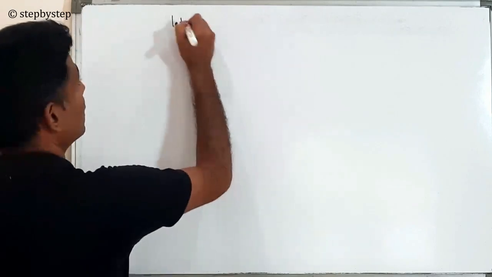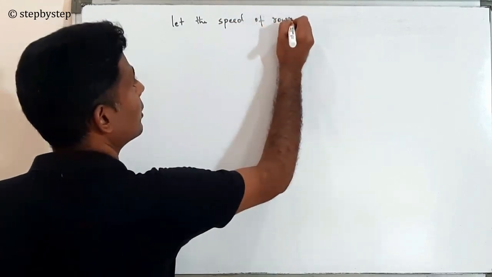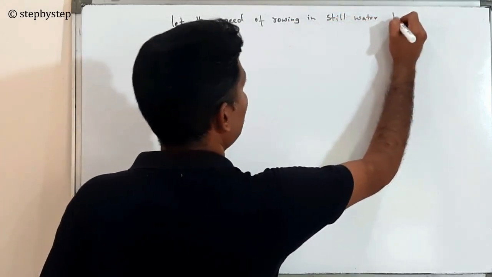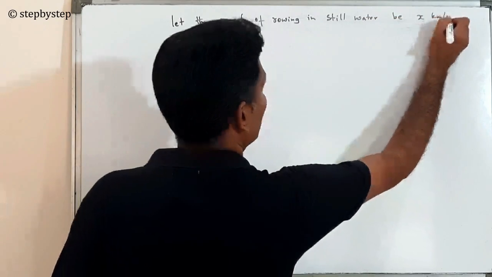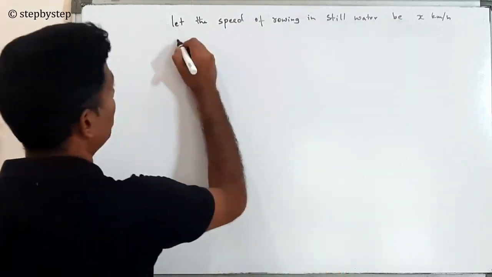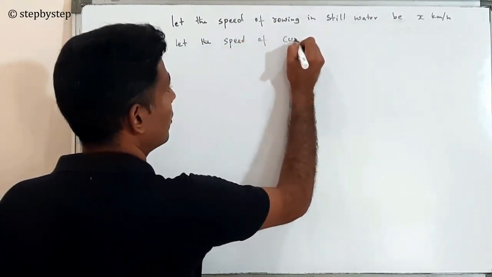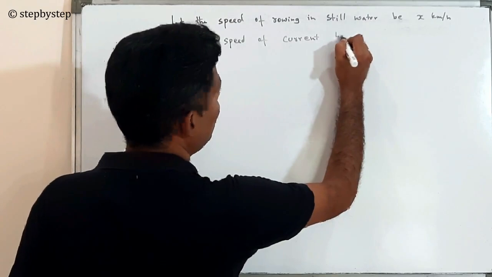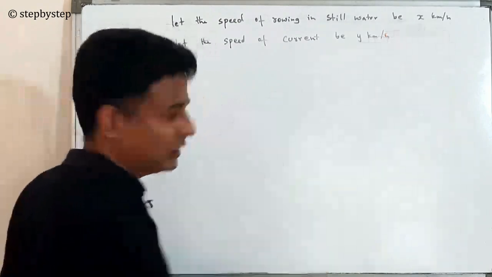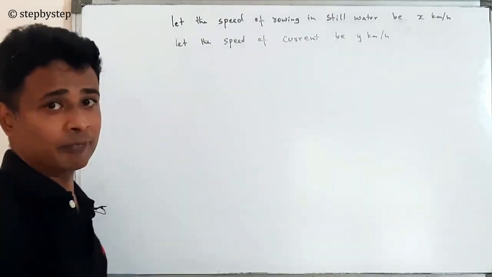So let the speed of rowing in still water be x kilometer per hour. For this problem I generally use x. Let the speed of current, the water current they are talking about, be y kilometer per hour. It's a stream or river, it will be flowing, so that flow speed is y.